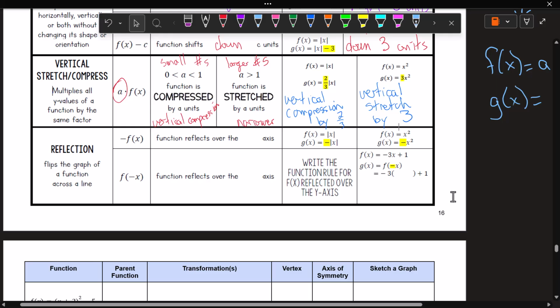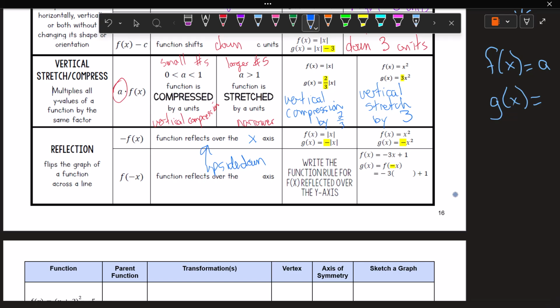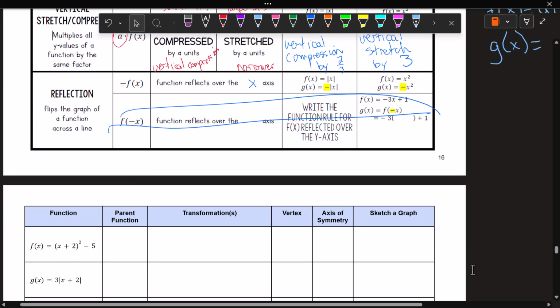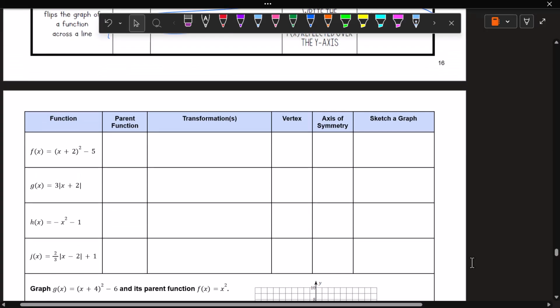And then reflection. If the negative's out front, in front of all of it, we reflect over the x-axis, or it's just upside down. So absolute value of x and g equals the negative absolute value of x. Same for both of these, they both flip. And then this, we're not going to do. We don't do reflections over the y-axis. All right, so let's try some more examples here.